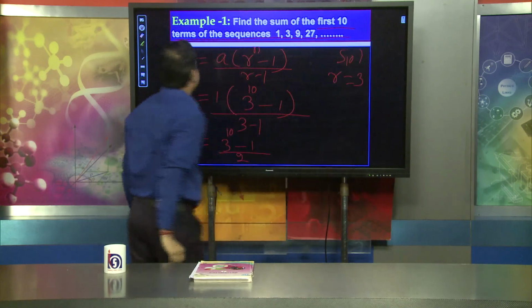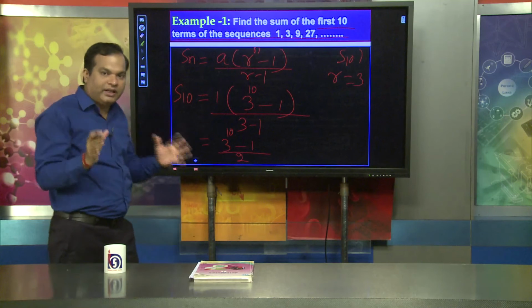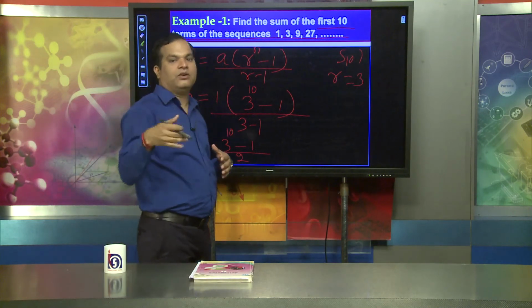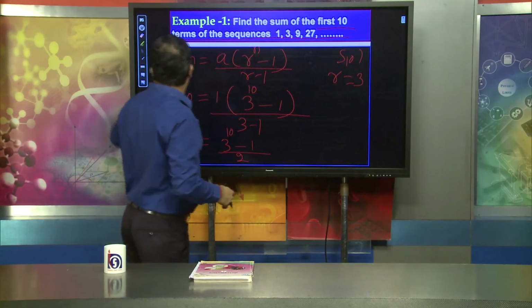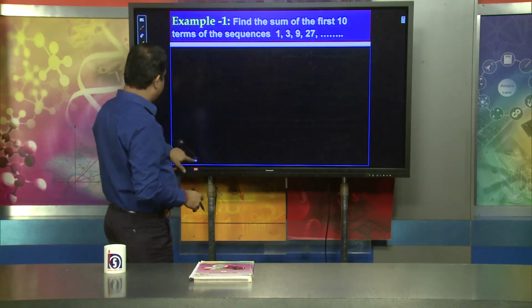That is the formula. We have to use that formula, then we can find the value of the sum of n terms of a geometric progression. Now we will move to the next very important thing.